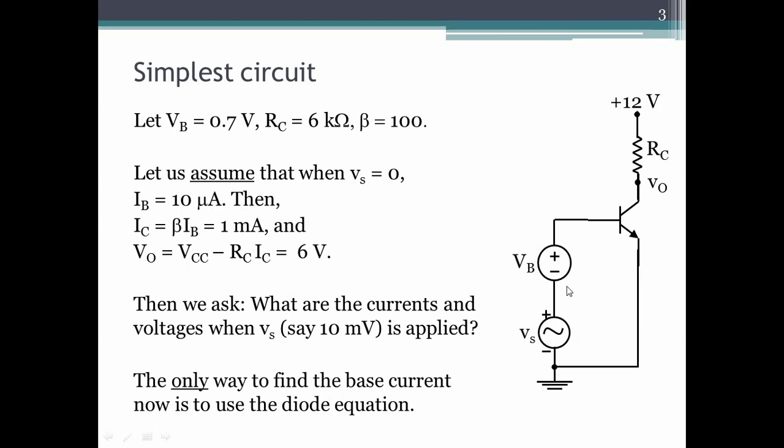Now let's think about this. We had 0.7 volts. We've added a sinusoidal, let us say, of 10 millivolts. So 0.7 plus 0.01. The base emitter voltage will vary from 0.69 to 0.71 volts as the AC voltage varies. Now what is the current flowing in this base emitter junction? What is the base current flowing? The only way to answer this question is to use the diode equation. There is no other way to answer this question because of the way we've drawn this circuit.